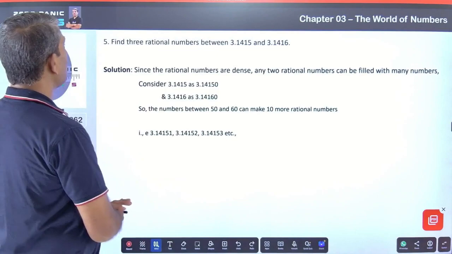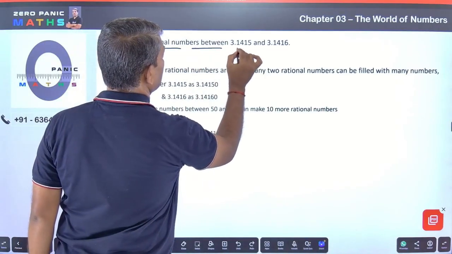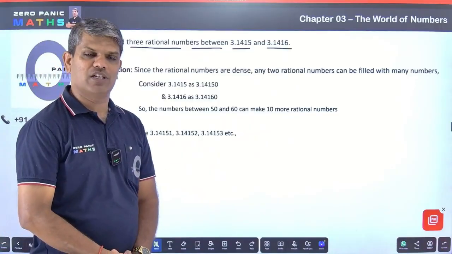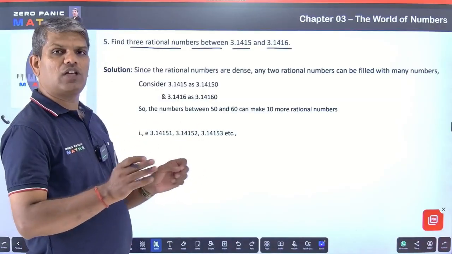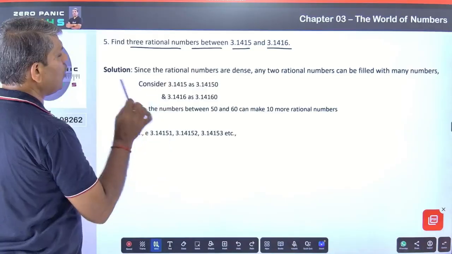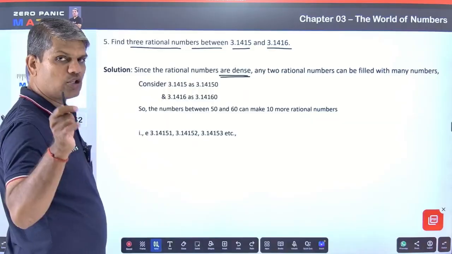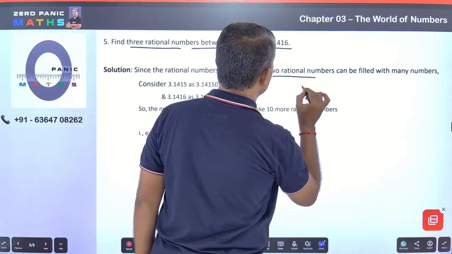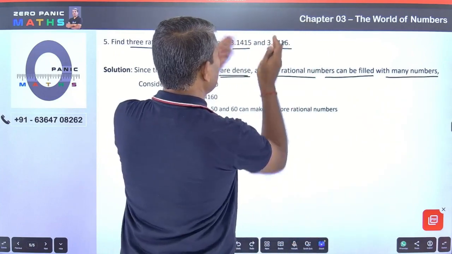Now the next problem is also finding three rational numbers between two numbers. These are also two rational numbers, but represented in the form of decimals. When decimal numbers are given, it's very easy to find the rational numbers because we know that rational numbers are dense. I have already written the solution here. Since the rational numbers are dense, listen to me carefully, between any two rational numbers many numbers might exist.